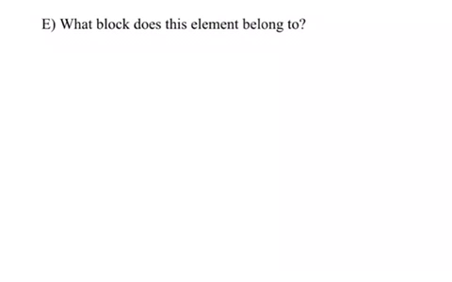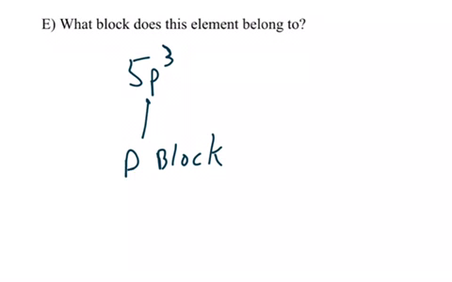Then the next question is, what block does the element belong to? And if you look at the block, you look at the very end, it ended in 5p3. And if you notice, all you got to do is identify what orbital it ends in. And this particular element is part of the P block. Okay, the P block is the area on the right side of the periodic table. It's groups 13 through 18. So this element, antimony, belongs to the P block.